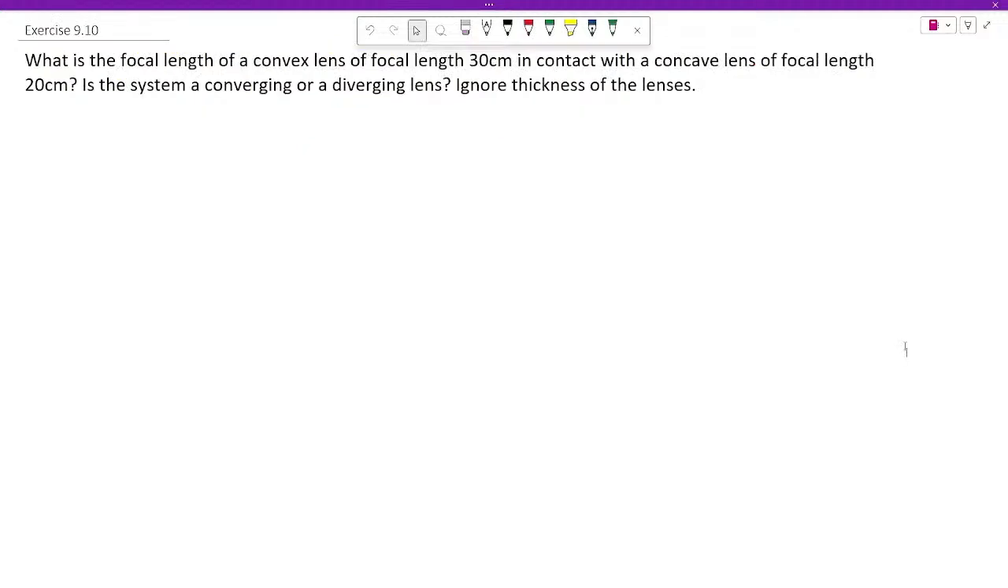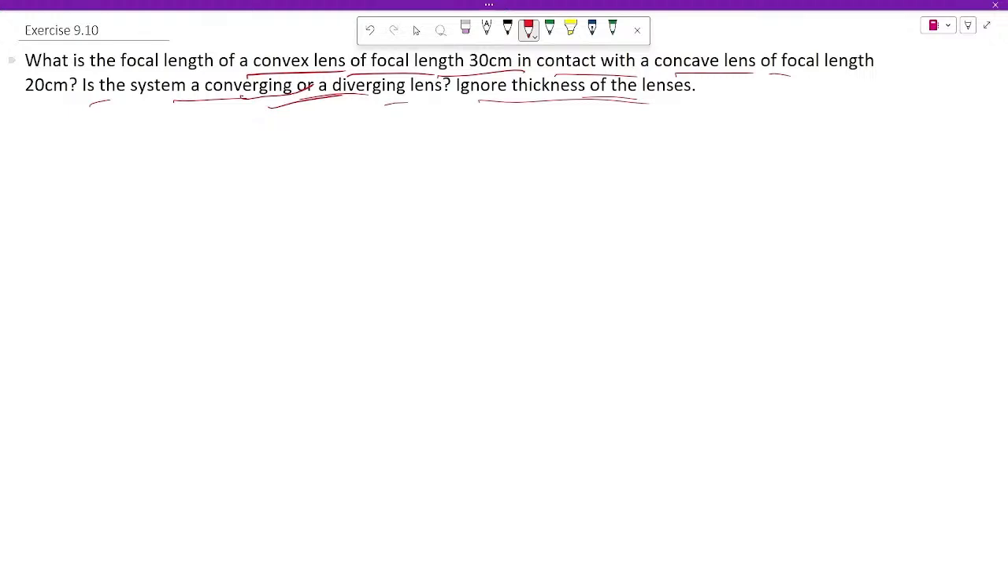Here the question is saying: what is the focal length of the convex lens of focal length 30 centimeter in contact with the concave lens of focal length 20 centimeter? Is the system converging or diverging lens? Ignore thickness of the lenses. So we have been given thin lenses and we have to find out the effective focal length.